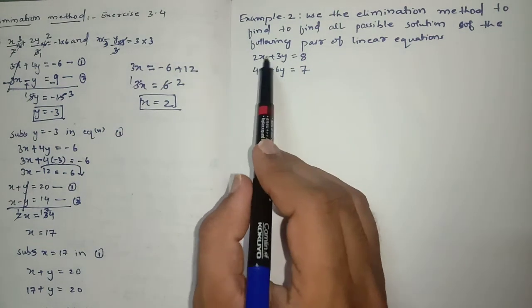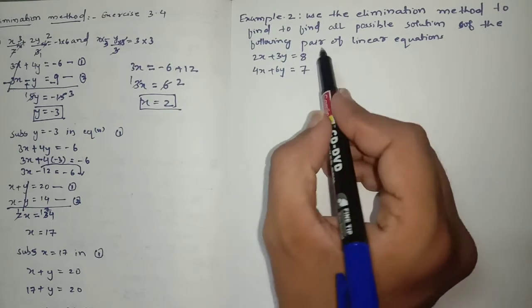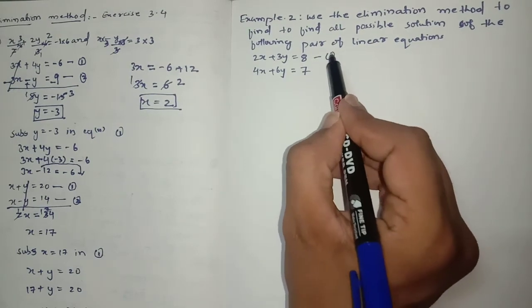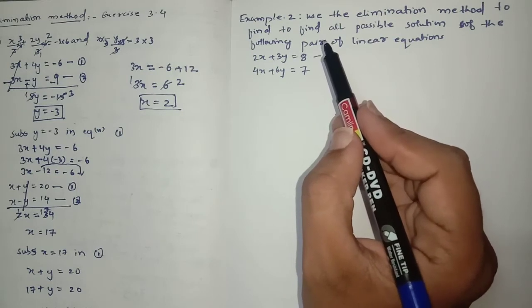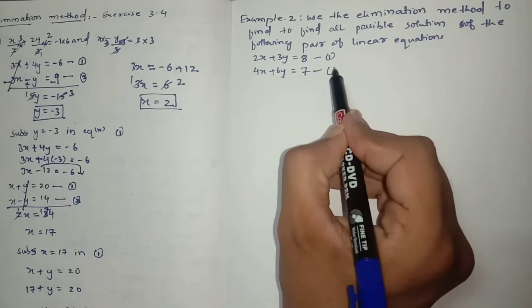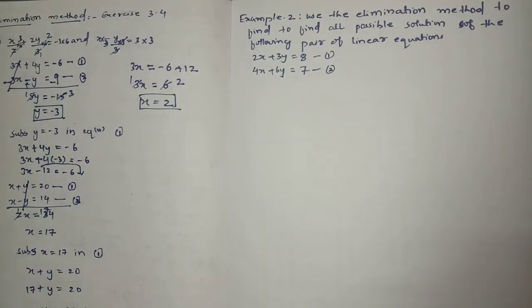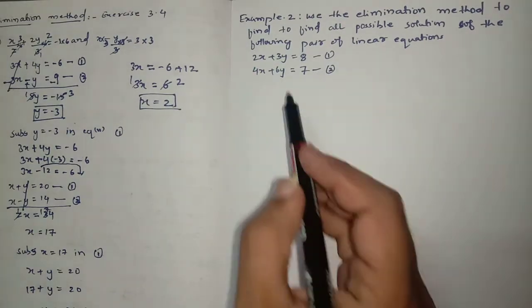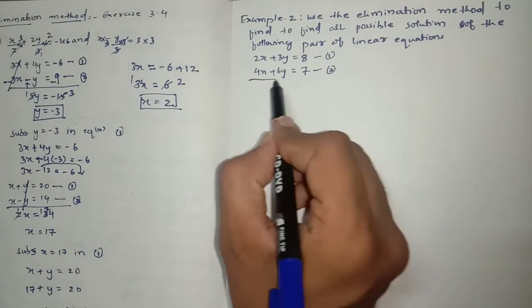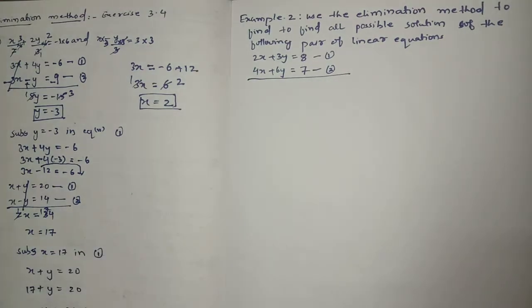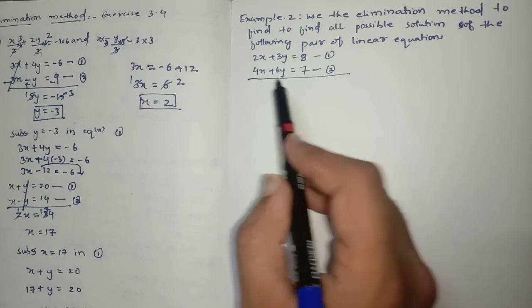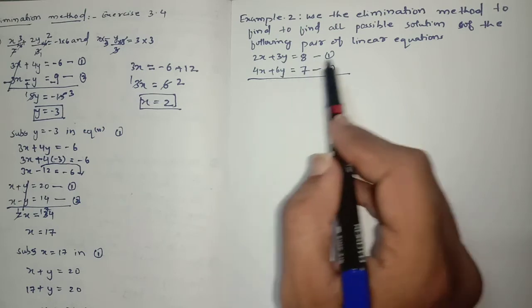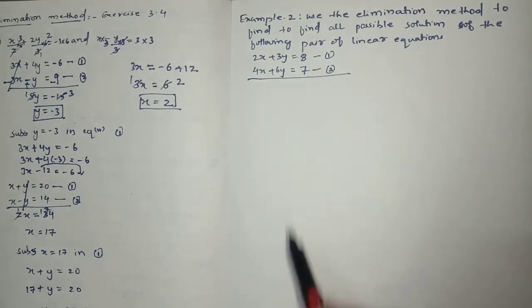Here, student, first we will consider the first equation as equation number 1 and the second equation as equation number 2. Then we have to solve equation number 1 and 2. I am doing directly, but you have to write down, like we have to consider below it equation 1 and 2, then solve 1 and 2.